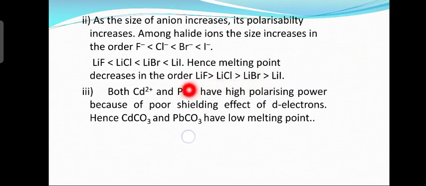Next, third point: both cadmium and lead have high polarizing power because of the poor shielding effect of d electrons, since these are d orbital elements. Hence cadmium carbonate and lead carbonate have low melting points.